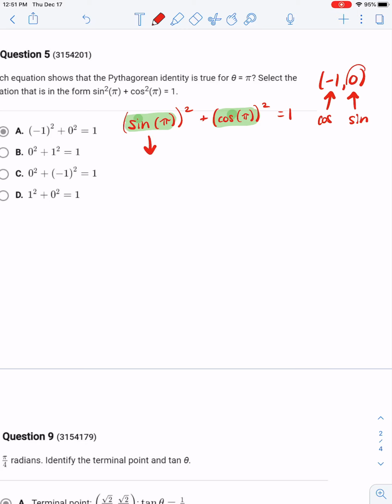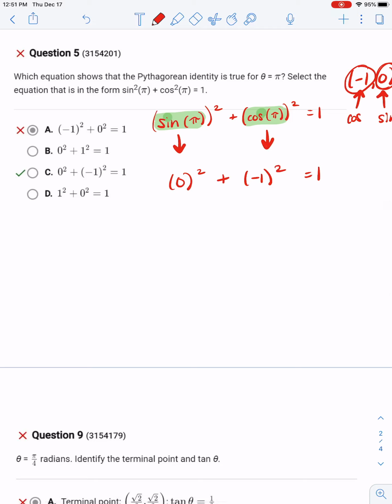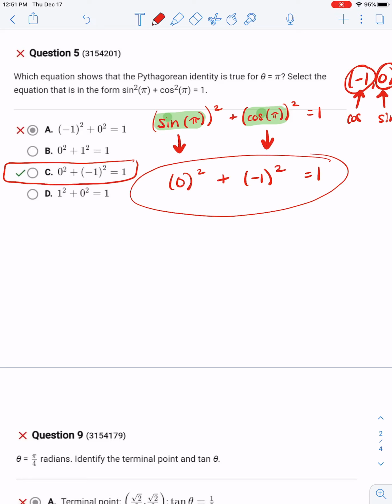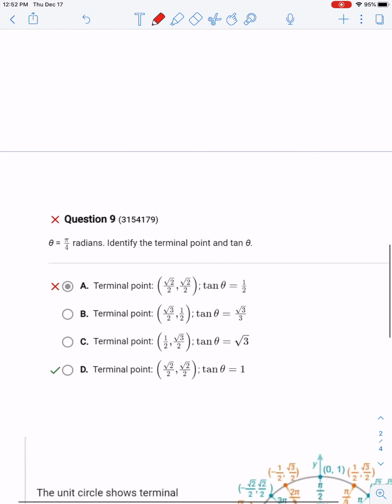So the sine of pi, that's just 0. So we're going to say 0 squared plus the cosine of pi, that's this part, -1 squared, and I want to show that equals 1. Now if you look at your options, it should match exactly. So right here, 0 squared plus -1 squared. This is technically the equation is correct, but in the form that they gave it to you, you switch the sine and the cosine, okay? So just being picky, it's technically not correct.